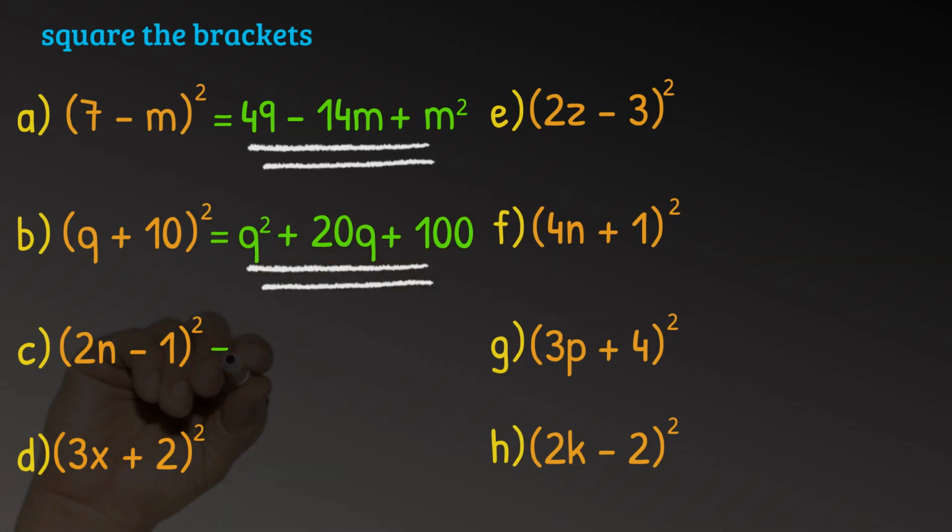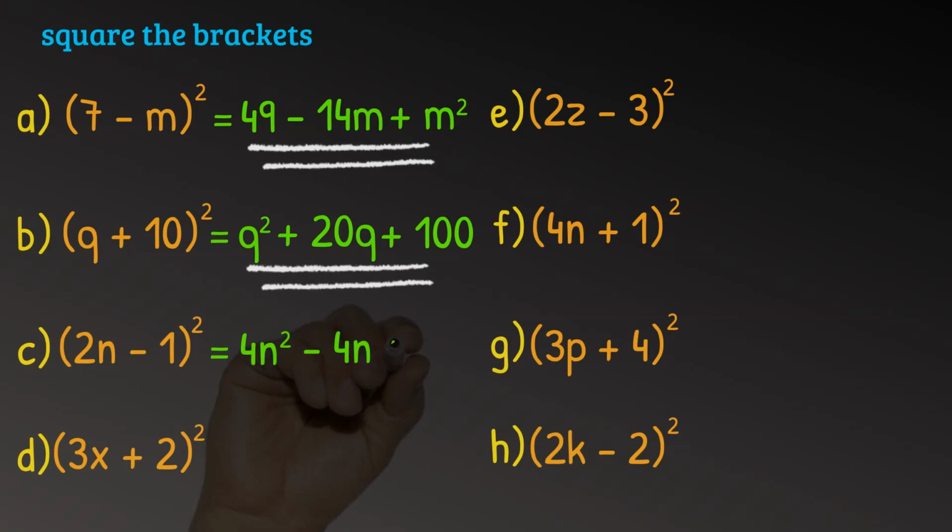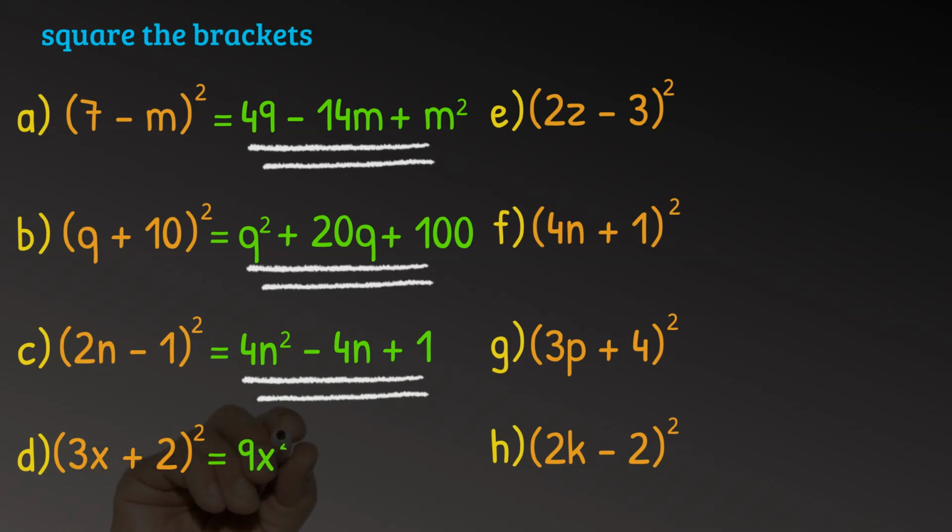In C we have 2n times by 2n, which is 4n squared. Then we have 2 lots of minus 1 times 2n, so that gives us minus 4n, and then minus 1 times by minus 1 is plus 1. In D, 3x times by 3x is 9x squared. Then we have 2 lots of 2 times 3x, so 2 lots of 6x, which gives us 12x, and then 2 times 2 is 4.